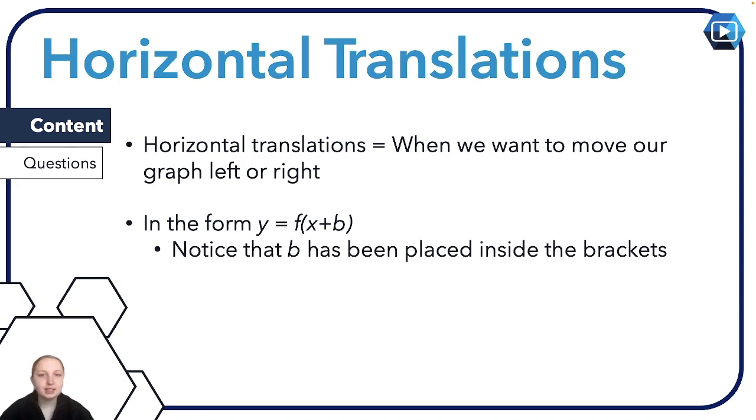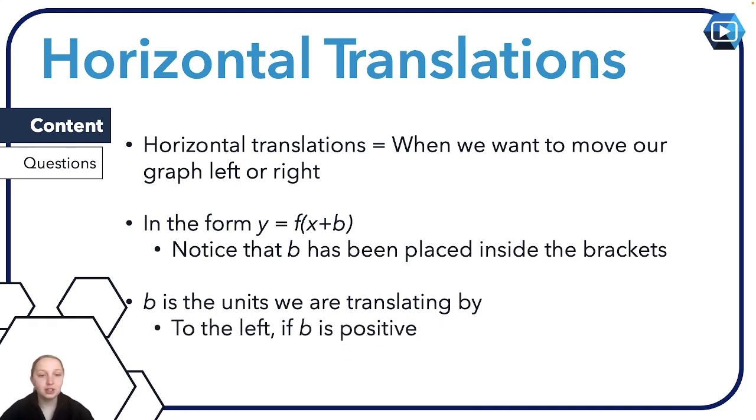This is a good way to distinguish whether you're going to be translating upwards or downwards or left to right. If your value is within the set of brackets, it means you are going to be translating left or right as it's horizontal. If your value is outside your set of brackets, then you're going to be translating up or down. With b is just the units that you're translating by. It may be a little bit counterintuitive, but you're going to translate to the left if your b is positive.